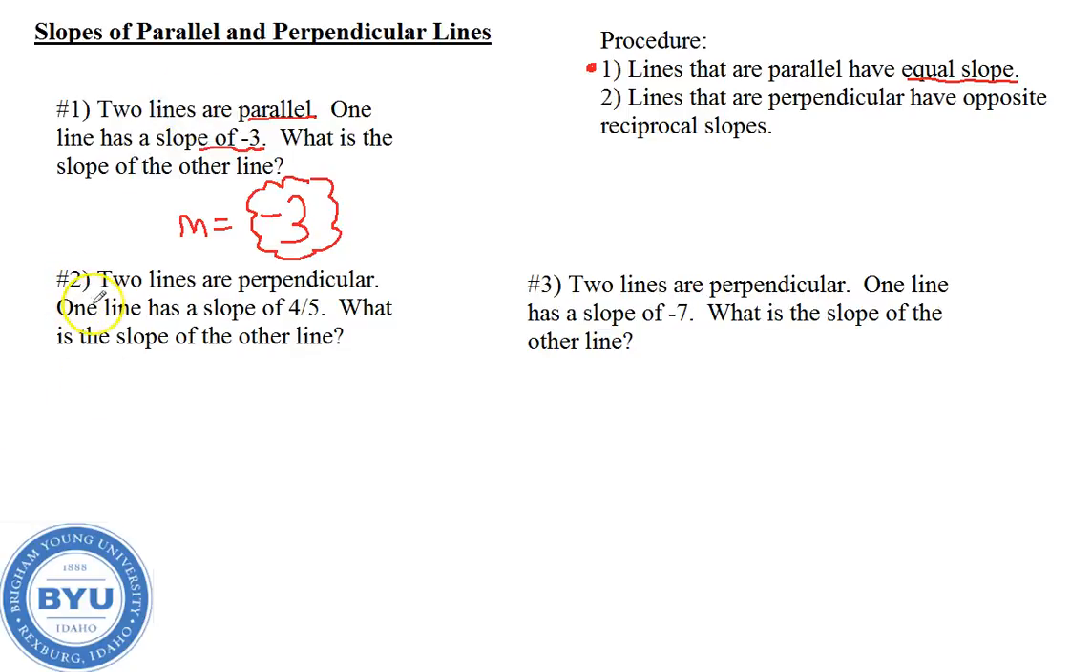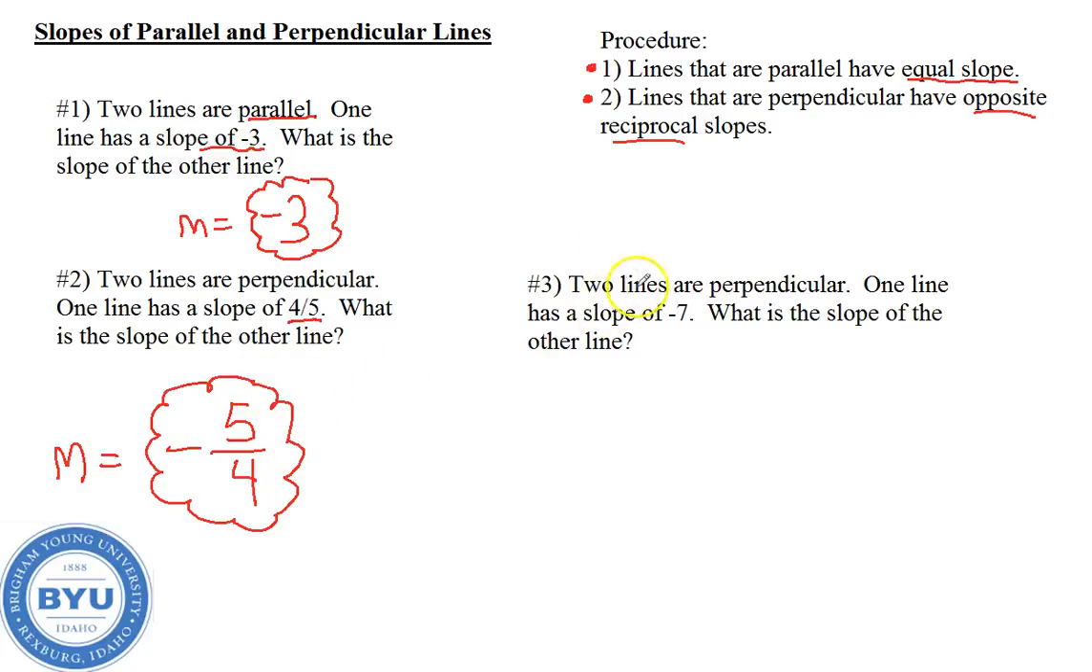Okay, let's try number 2. In number 2, it says 2 lines are perpendicular. Now remember, when they're perpendicular, they have opposite reciprocal slopes. So it says one line has a slope of 4/5. What's the slope of the other line? So I would have to take the opposite reciprocal of 4/5. That means flip the number so it becomes 5/4 and do the opposite sign. So the slope would be -5/4.